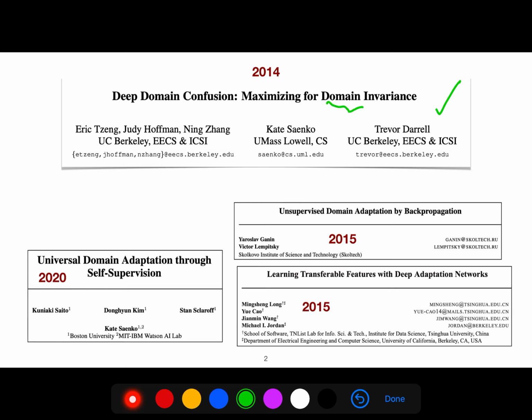When we say domain invariance, it means that when we go from source domain to target domain, we want the domain to be invariant, the probability distribution to be the same. So you know a background about domain adaptation.